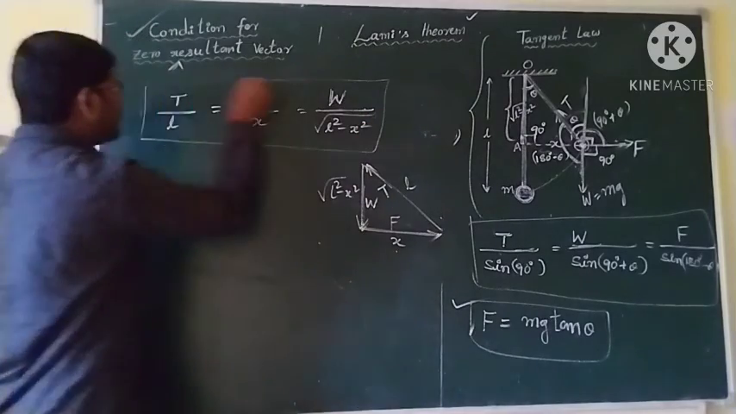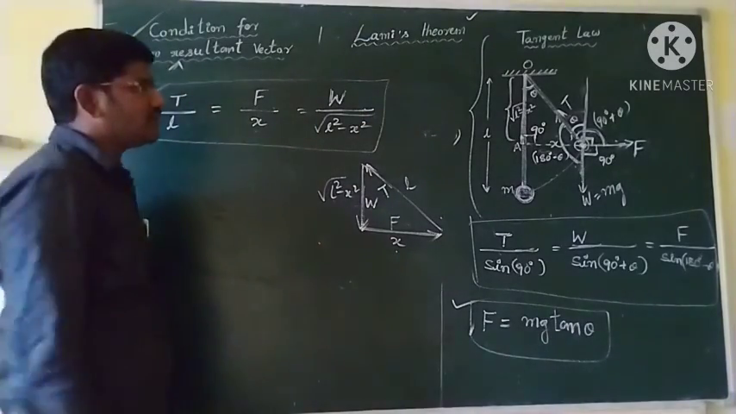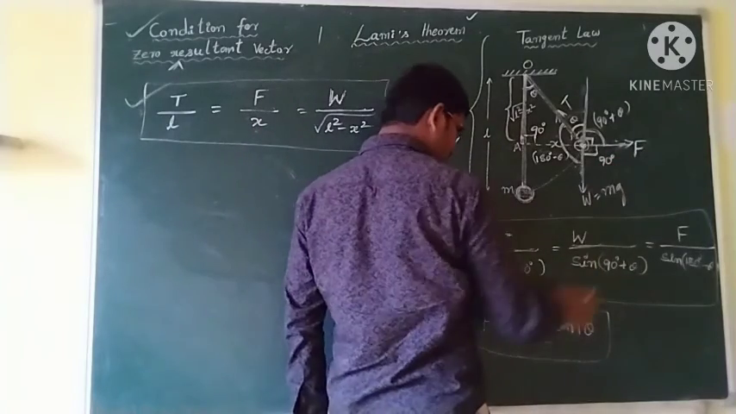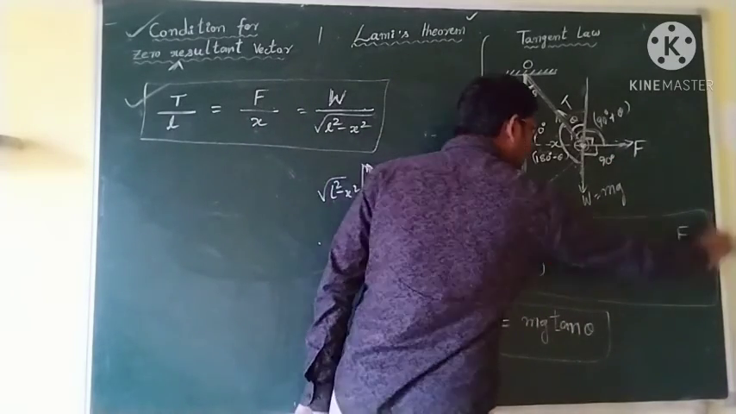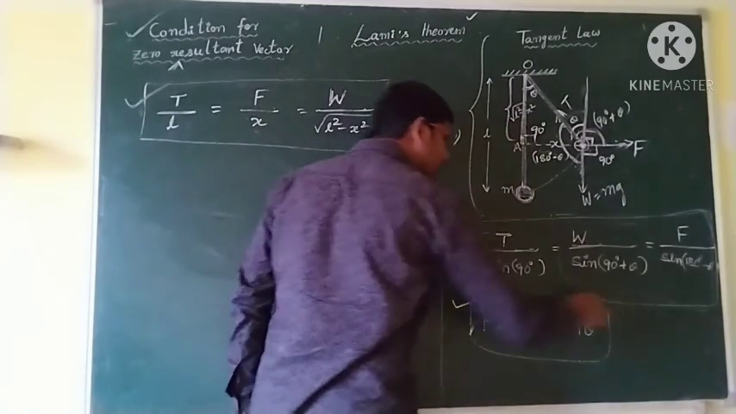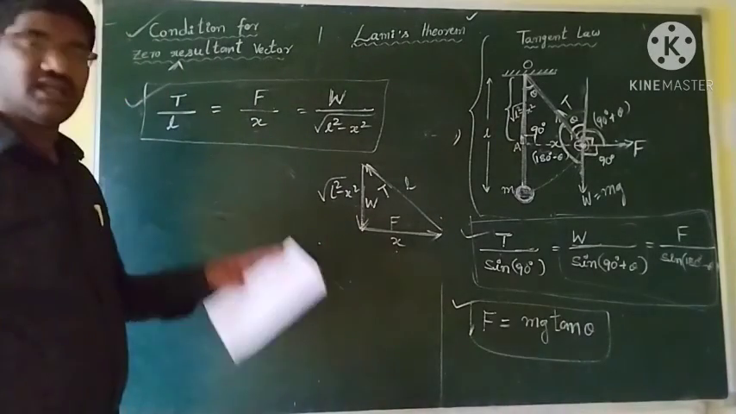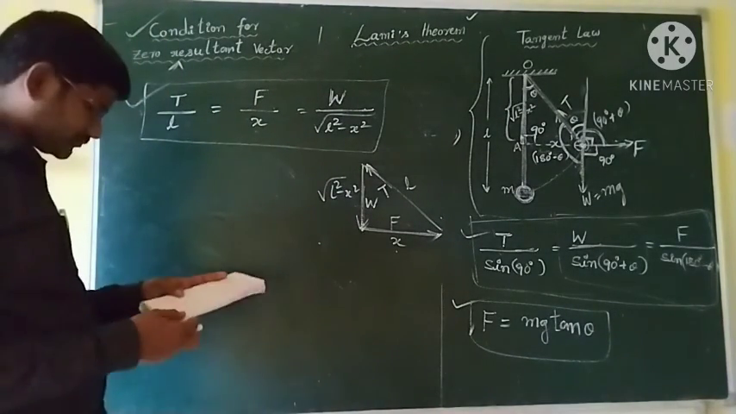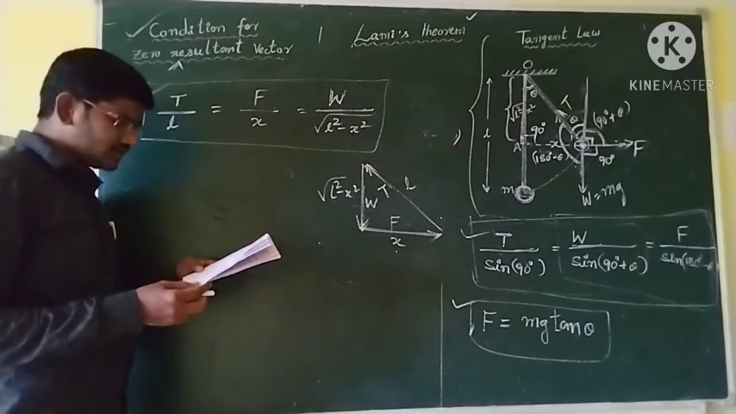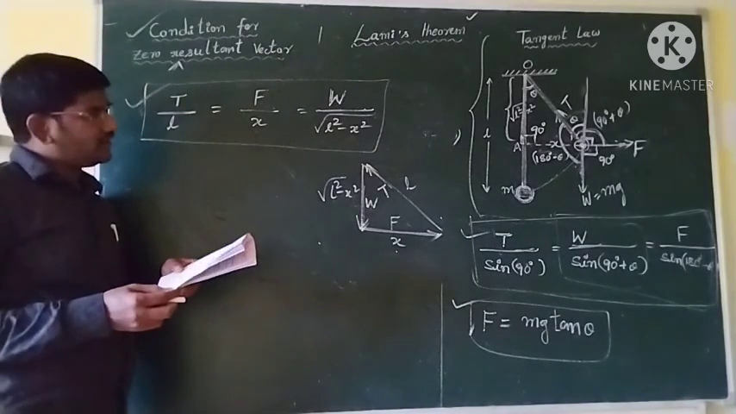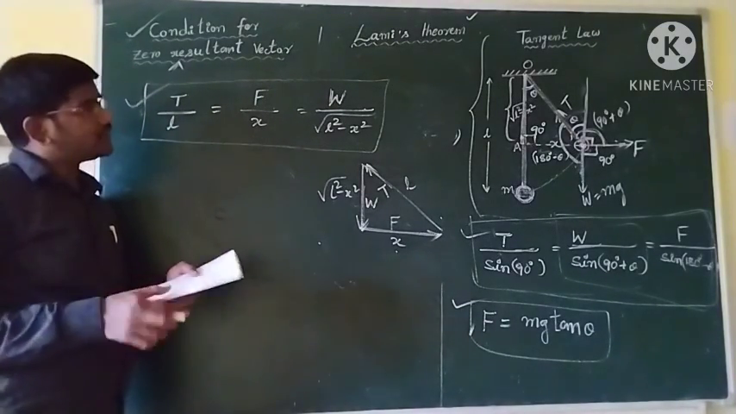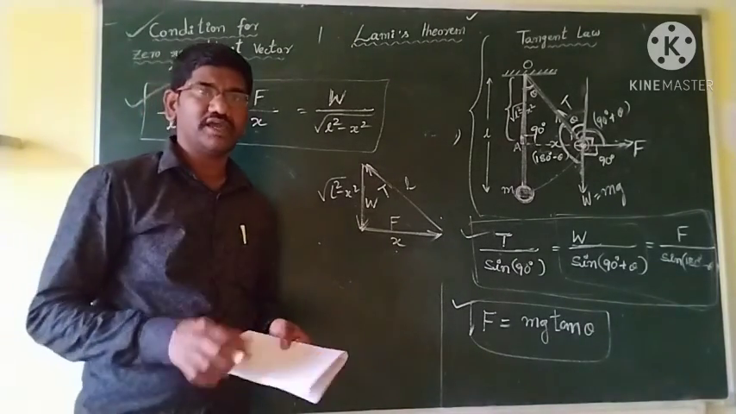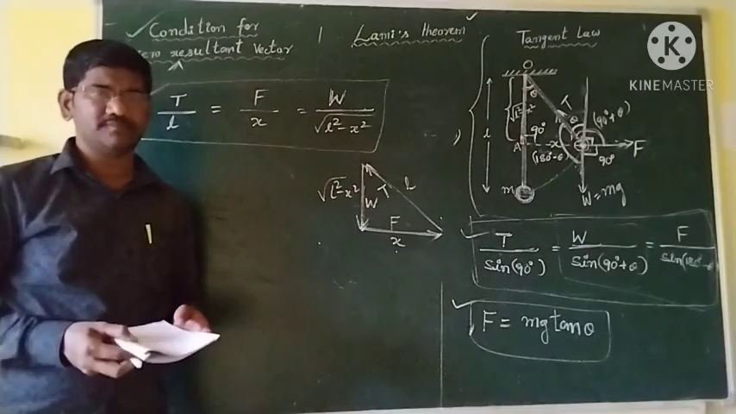You can write it like this also, or you can take F is equal to mg tan theta by equating these two, or by equating these two you will get one equation. You can write in any manner, students. Okay, so those are the formulas we are getting. Okay, so in the next class we can do some numericals based on this.